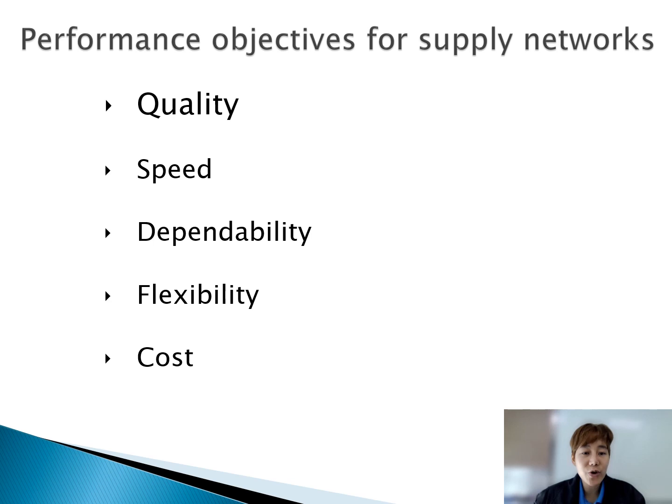And yes, when you think about performance objectives for a supply network, of course it's the same, because this subject is operation management, right? You have to remember the performance objectives: quality, speed, dependability, flexibility, and cost. These five factors you need to control and manage well for the success of your business.